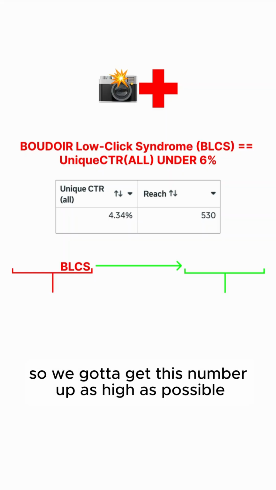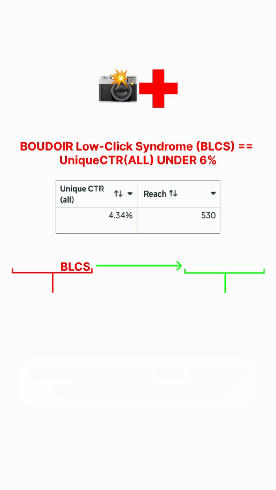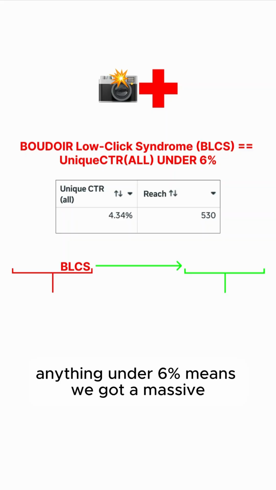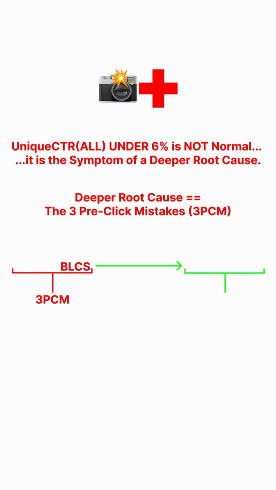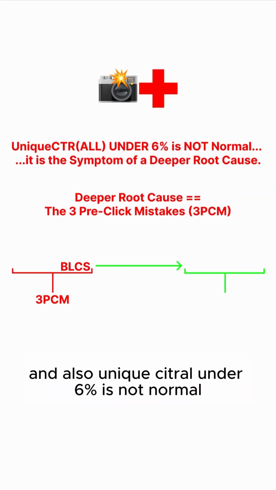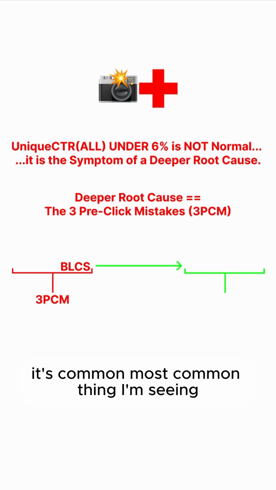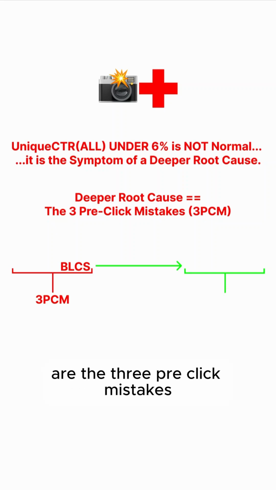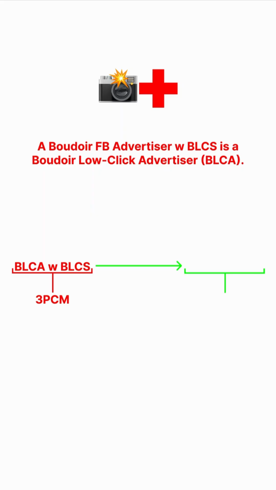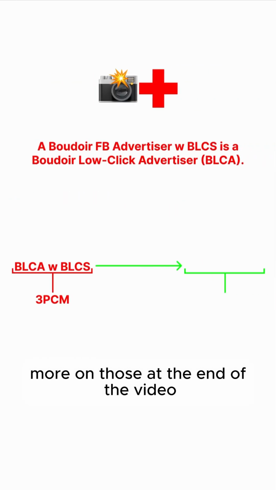So we got to get this number up as high as possible. That's the goal. And anything under 6% means we got a massive, massive, massive problem. Also, unique CTR under 6% is not normal. It's common, the most common thing I'm seeing, but it's a symptom of a deeper root cause. And the deeper root cause is the 3 pre-click mistakes. More on those at the end of the video.